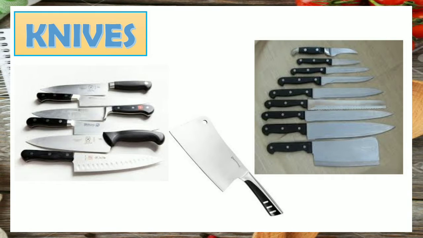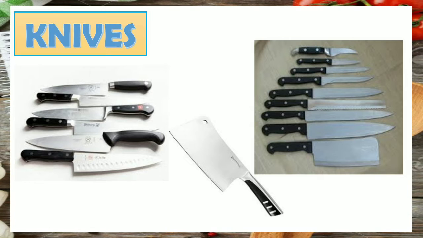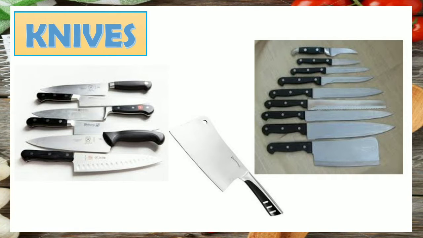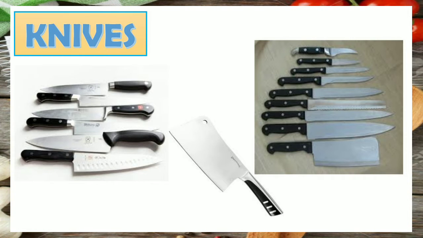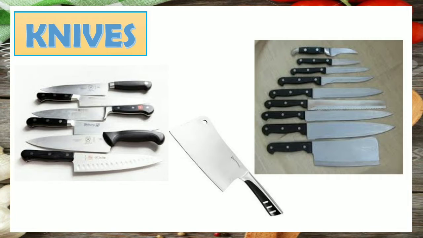Okay. Now, next, what are these? These are knives. Different types of knives. Usually, we use knives for slicing, for cutting food. If you want, you can cut your finger. Okay, no, I'm just joking. So, knives are used for slicing, chopping, and mincing our food or other ingredients in cooking.